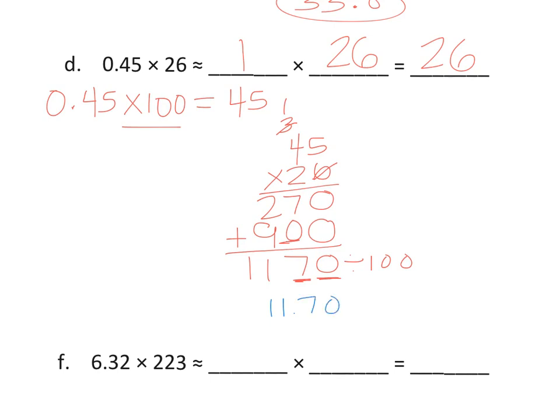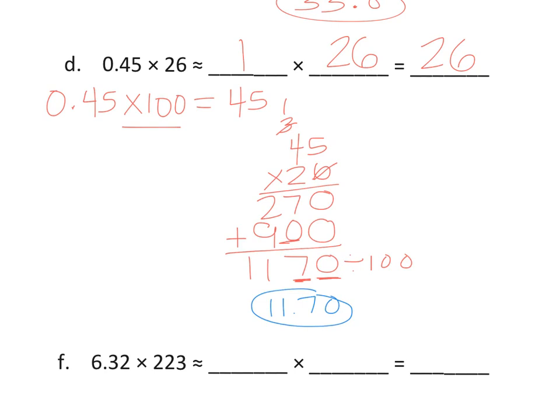So we get 11 and 70 hundredths. 11 and 70 hundredths is smaller than 26, and it's closer to 26 compared to 1,170. So this would be a good product based off our estimation.